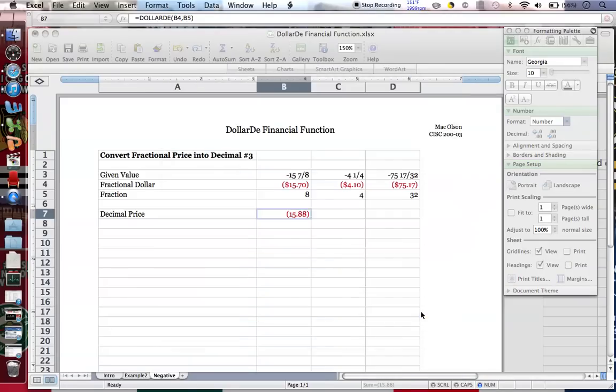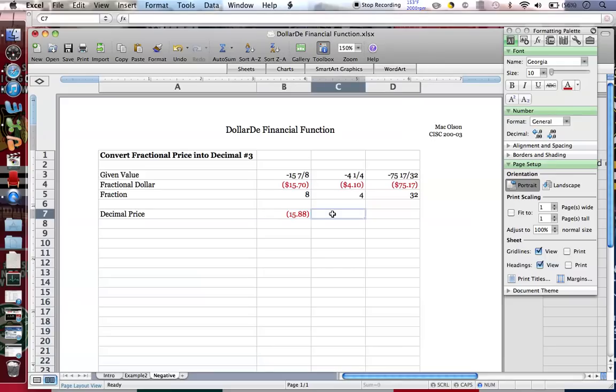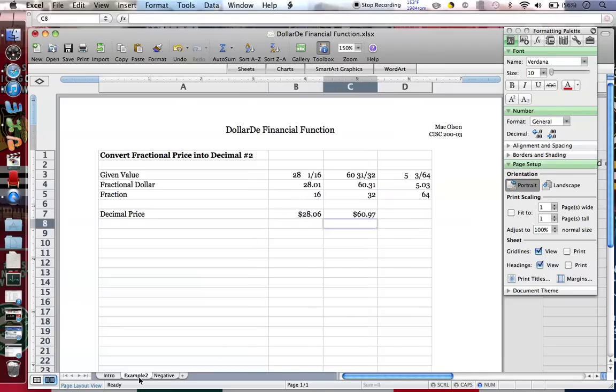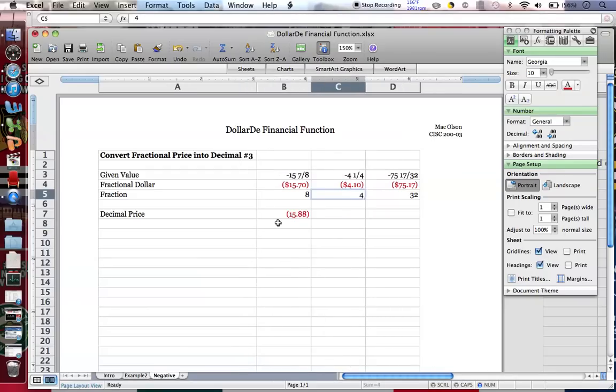So yeah, that's about it. Just make sure you pay attention to what you're trying to use, and also your fraction. It's a really useful tool for any financial analyst or stockbroker too.